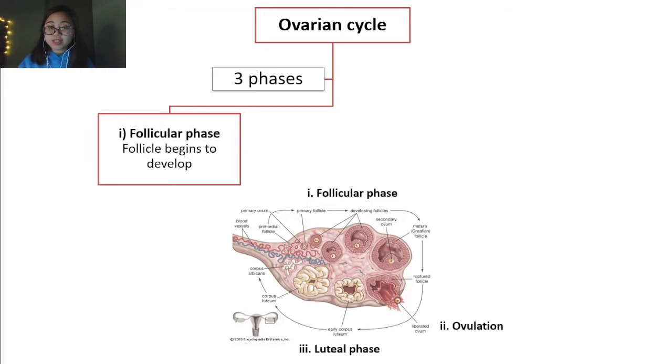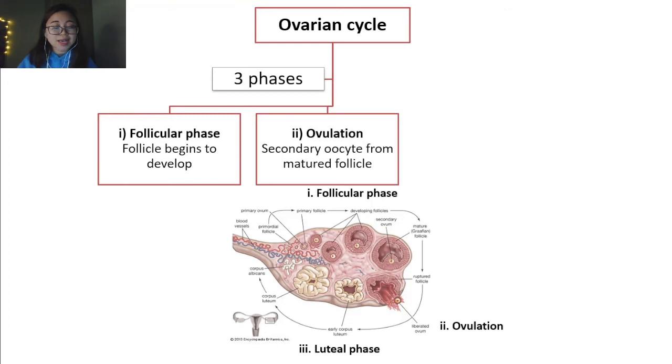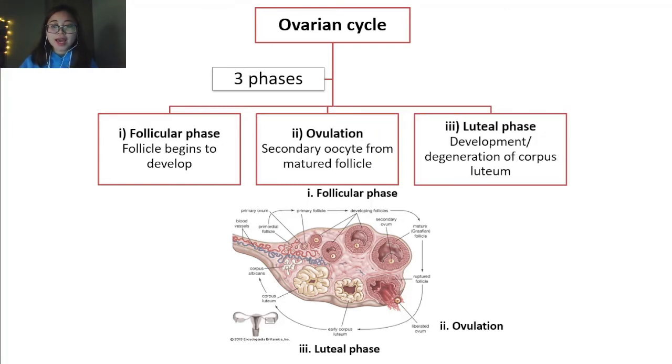It's when the follicle begins to develop. The second phase of the cycle is ovulation. This is when the secondary oocyte from the matured follicle is ready to exit the ovary. And the third phase is the luteal phase. It is the development or degeneration of the corpus luteum.